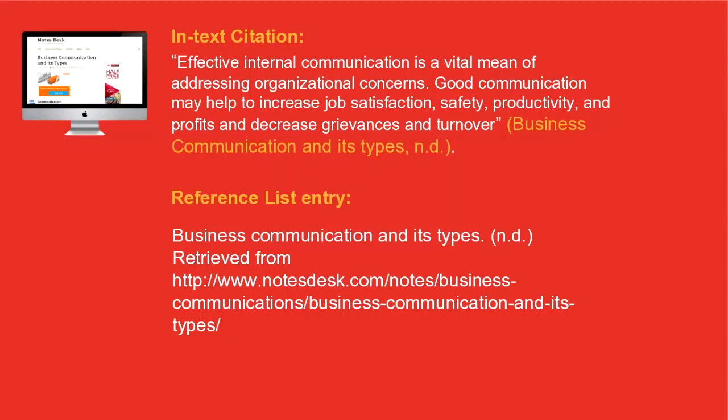For a website with no author and no date, the in-text citation contains the elements of the web page title and n.d. for no date. The title of the web page essentially acts in the same way as if we had an author's surname. When we jump to the reference list again, the web page title comes first, followed by n.d. in brackets and the words retrieved from and your URL or web page address.